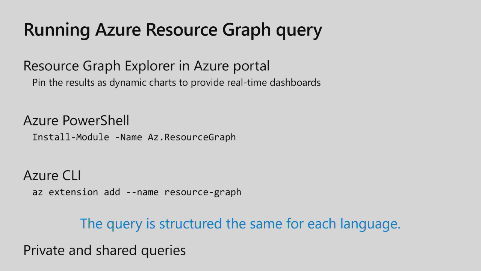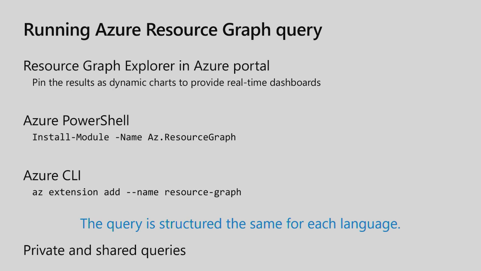If you want to run an Azure Resource Graph query, you can do that in a couple of different ways. Probably the easiest one is to use Resource Graph Explorer in the Azure Portal. One of the best things there is that once you have your results as you like them, you can pin them to the real-time dashboard and create really powerful, customized dashboards that you can use to get all the inventory about your resources.